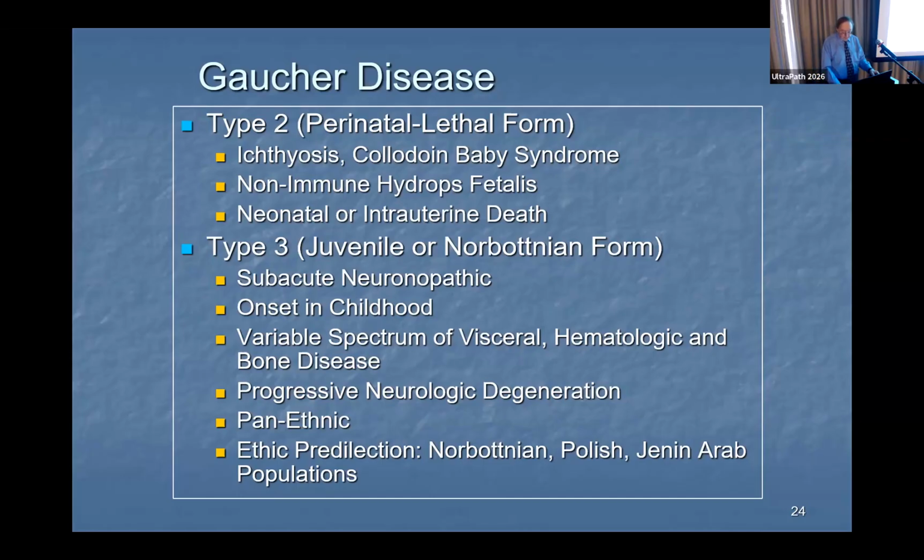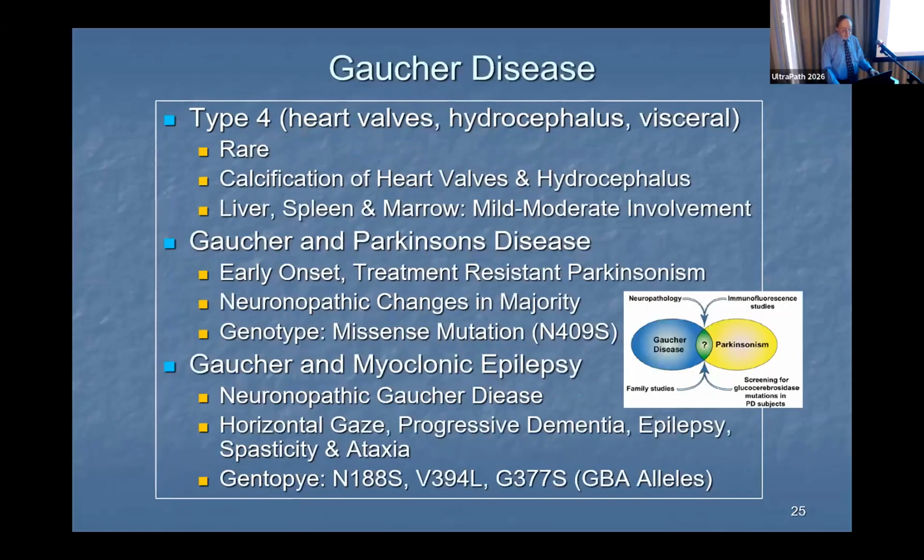And the onset is in childhood. It has a variable spectrum of visceral, hematologic, and bone disease as well, but it has progressive neurologic degeneration. Type 4 is the one that's fairly unique, with just heart valves, hydrocephalus, and viscera involved. It has calcification of the heart valves in general, but has really mild to moderate involvement of the other organs, such as liver, spleen, and the bone marrow.